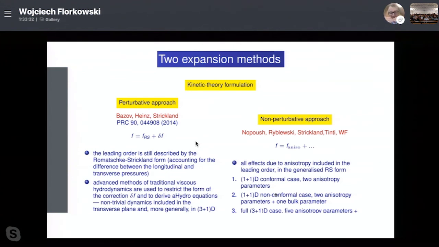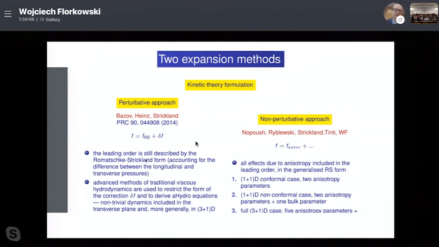started first with a simple system that expands in one direction, which is boost invariant, but then we included expansion, which was first only cylindrical and later arbitrary. So eventually, now there is something like 3+1 anisotropic hydrodynamics, which was used to describe the data. It works pretty well. You can also develop anisotropic hydrodynamics in different ways.